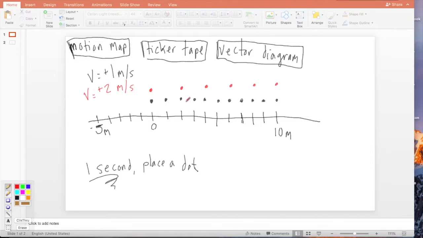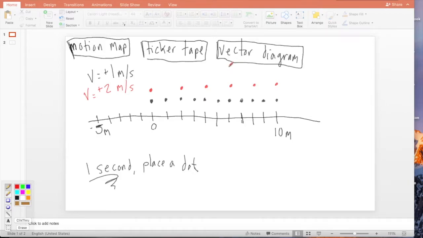However, we are missing something, aren't we? If you were just given this diagram, you would have no way of knowing where the object started, where it went. The objects could have started here at a position of 4, and gone to the left and then gone to the right. We have no idea. So maybe it would be helpful to add something to the diagrams that represent the velocity vector.